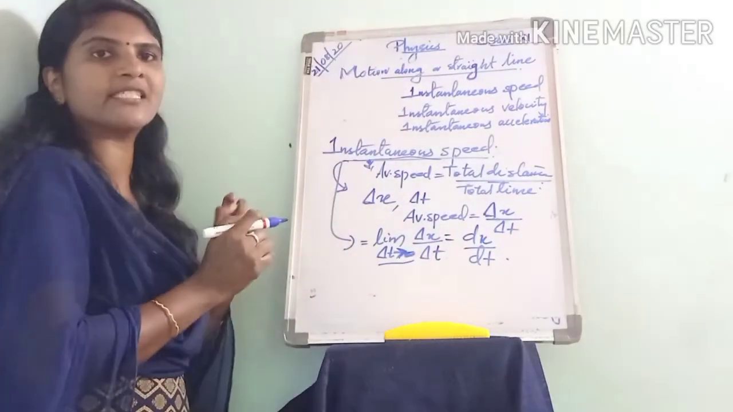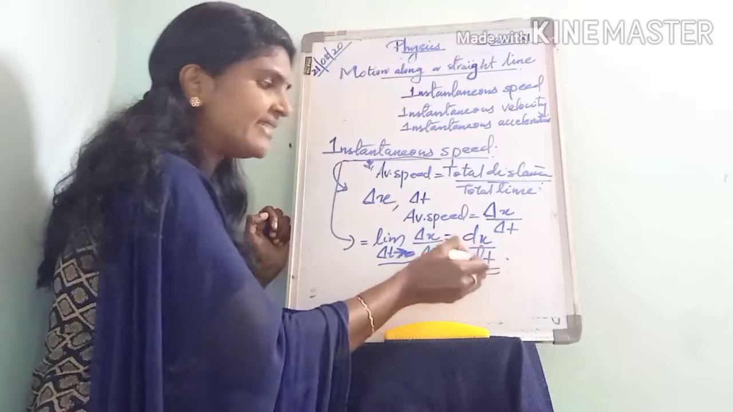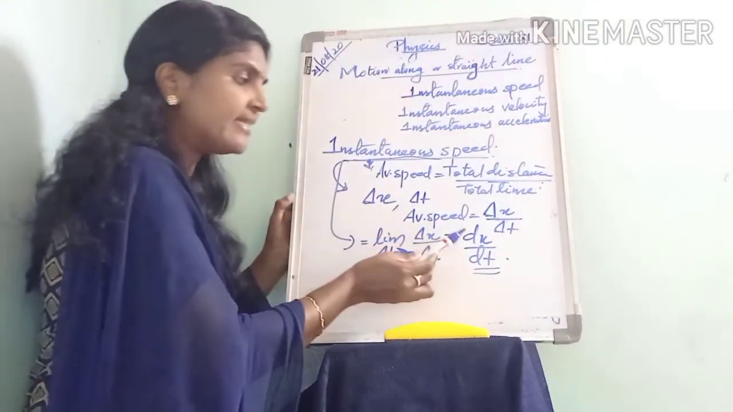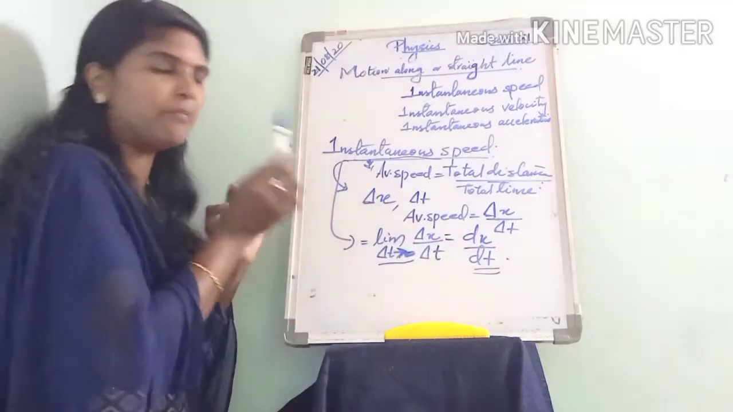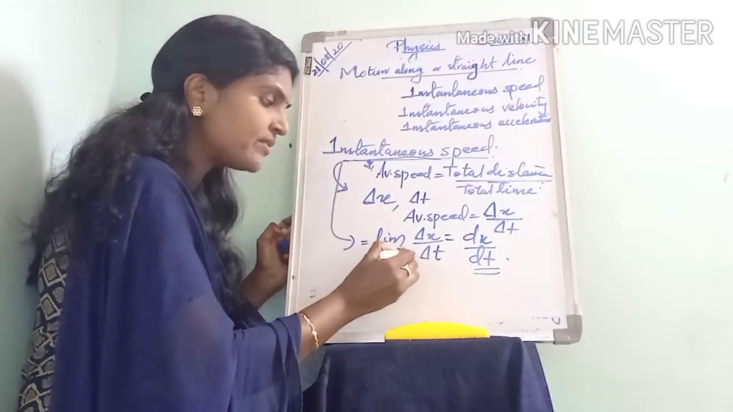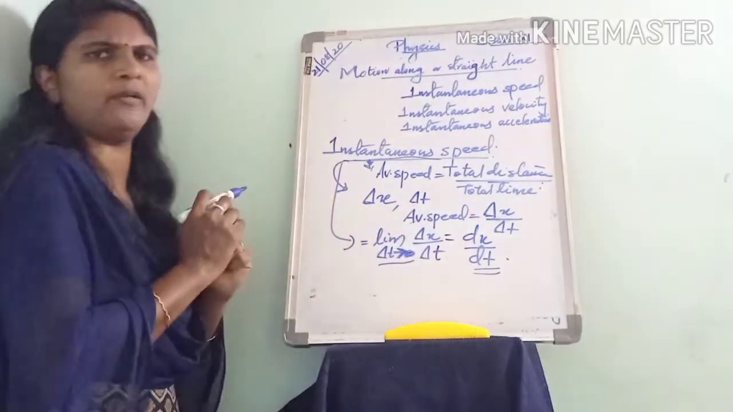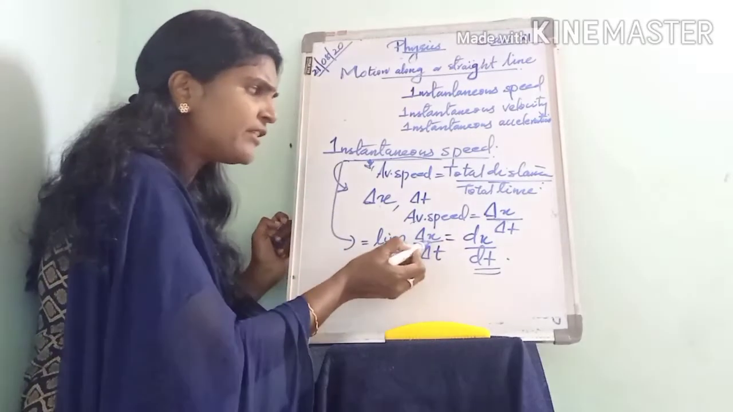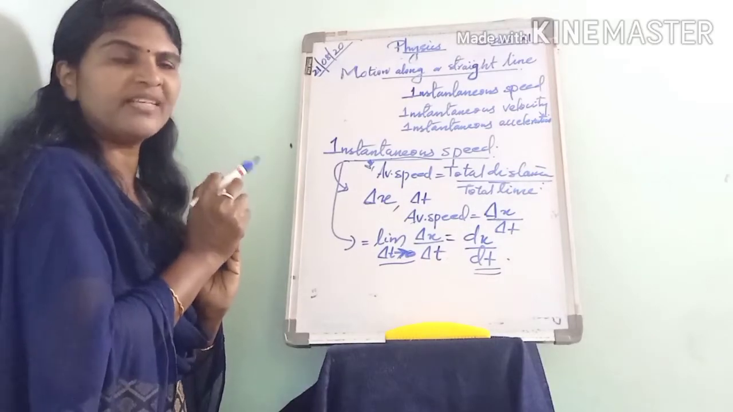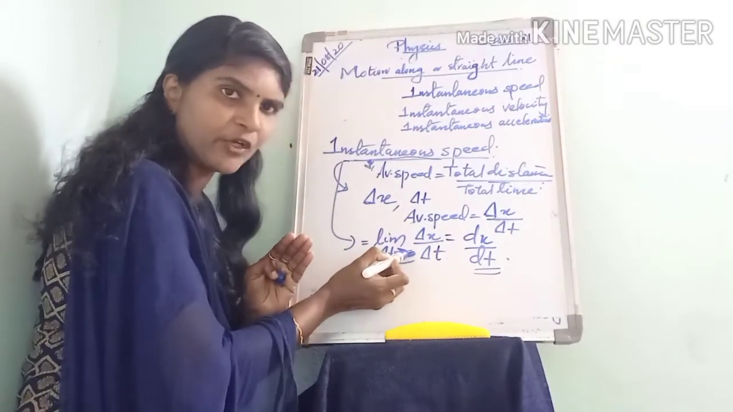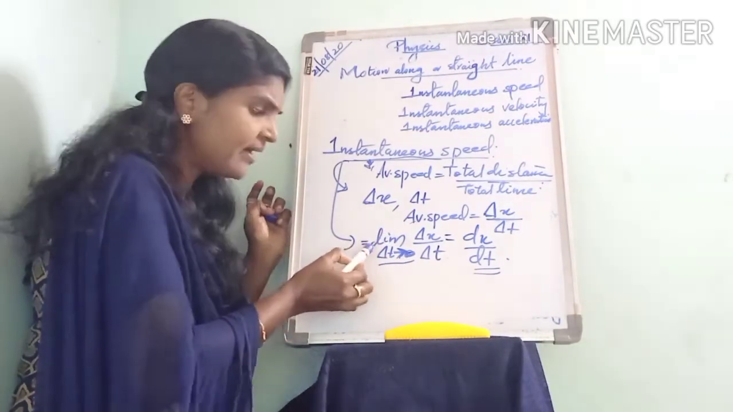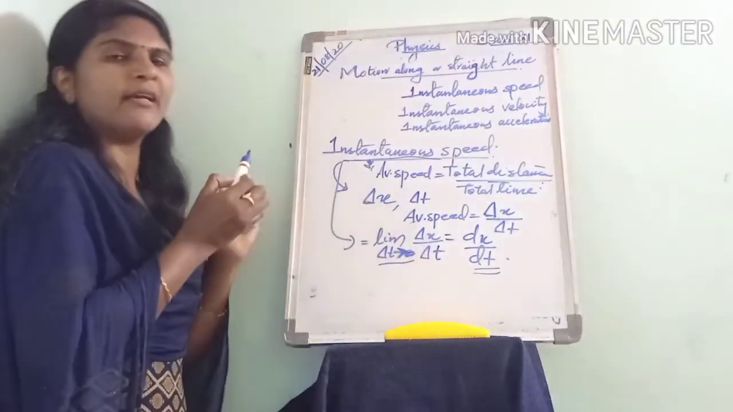This dx by dt measures the instantaneous speed. It is the small change of distance divided by the small change of time. When delta t approaches 0, this value becomes very small. So when we apply the limit as delta t tends to 0 to the average speed, delta x by delta t, we get the limiting value of the average speed.